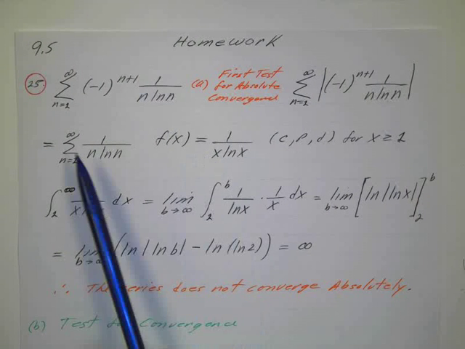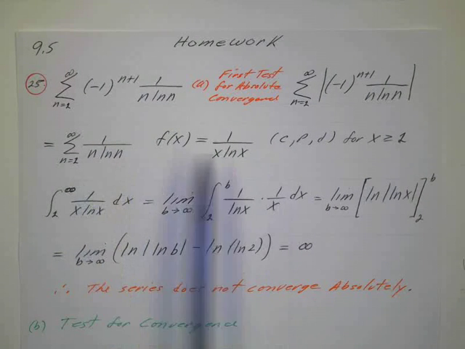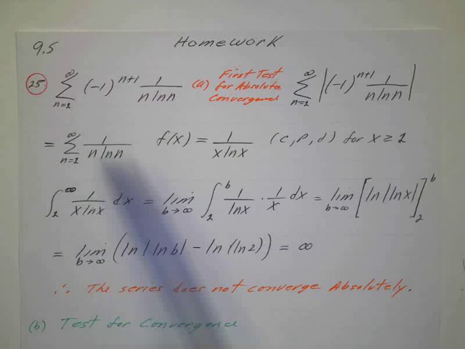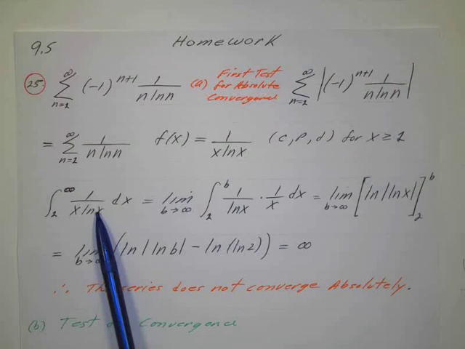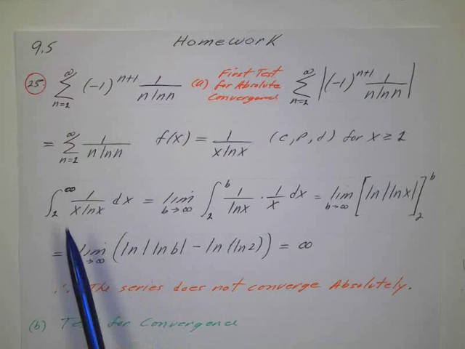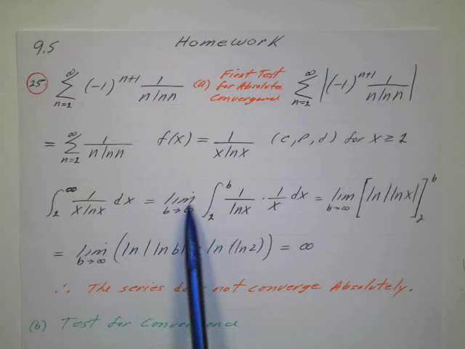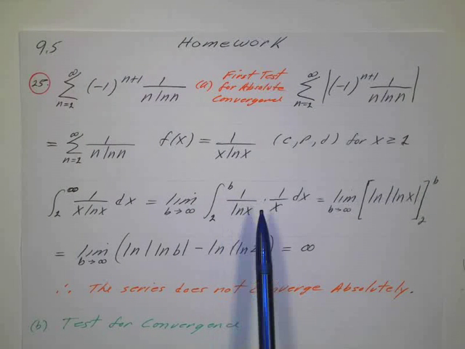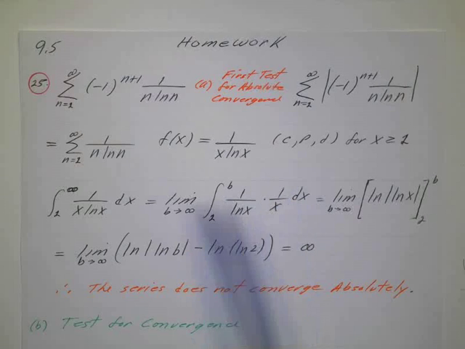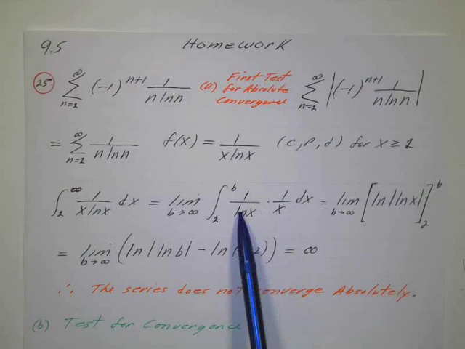I know this series, written as this function, will behave the same way as this integral. So the integral from 2 to infinity of 1 over x natural log of x dx is the limit as b approaches infinity of the integral from 2 to b of 1 over the natural log of x times 1 over x dx, and this looks like 1 over u du.